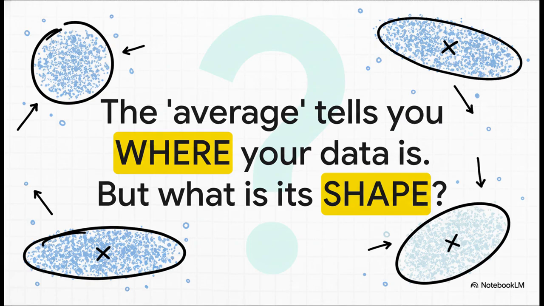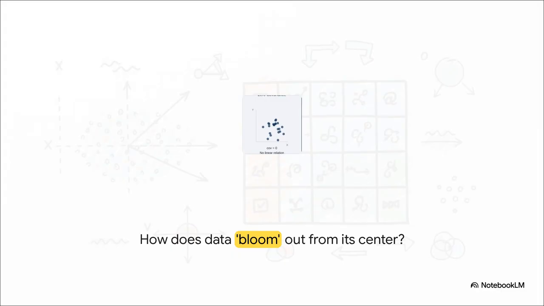It tells you the center of your data, the central point of gravity. But that's only part of the story, isn't it? Knowing the center of a cloud doesn't tell you anything about its shape. Is it a perfect sphere? Is it stretched out like a cigar? To really get what's going on, you need to understand its shape. And that is the central question here. How does our data spread out, or bloom, from that central point?